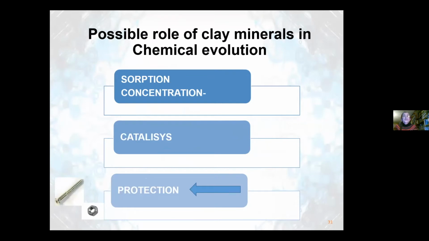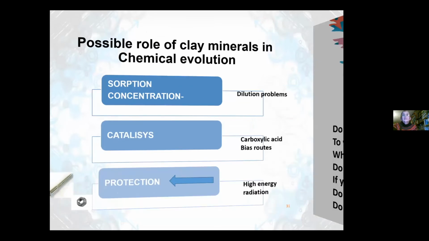So again, the possible roles of clay minerals in chemical evolution, as proposed by Bernal, are these three parts. The first is adsorption, that helps with the dilution problems. The second is catalysis, that, for example, in the laboratory, we make some catalytic functions with the clays with carboxylic acid, and it produces biased routes. And the third one is the protection role from high energy radiation from an external source. I will focus on this part, the protection role.